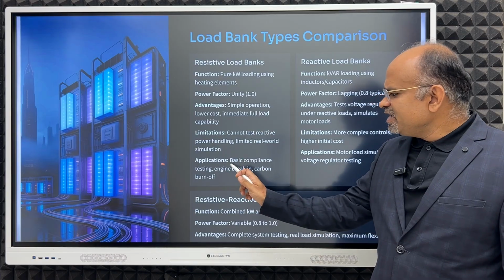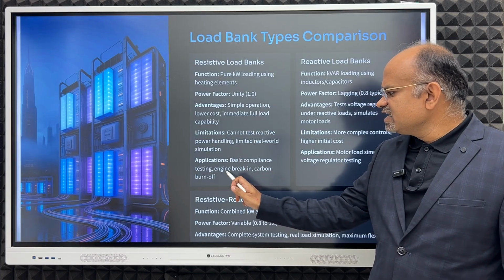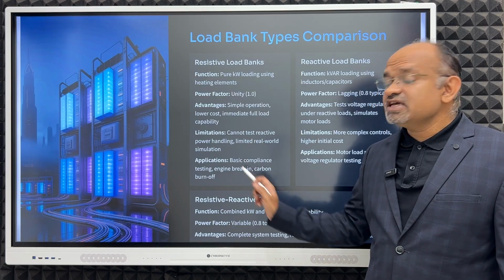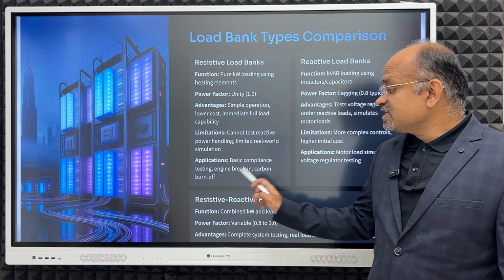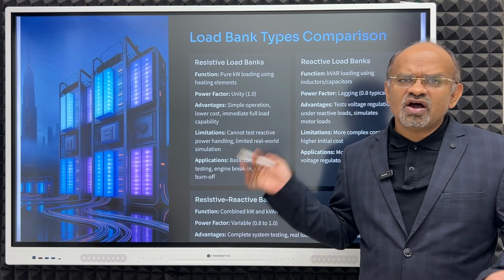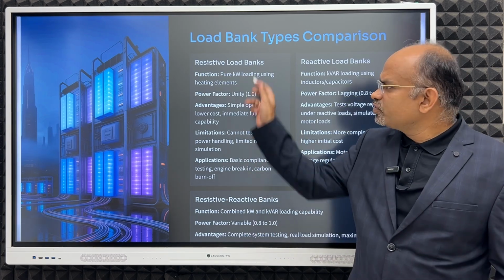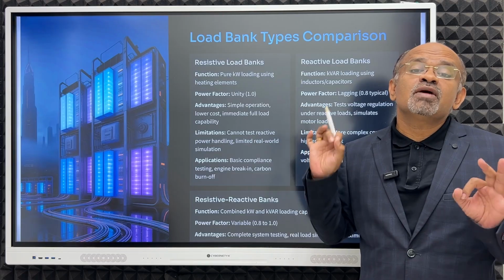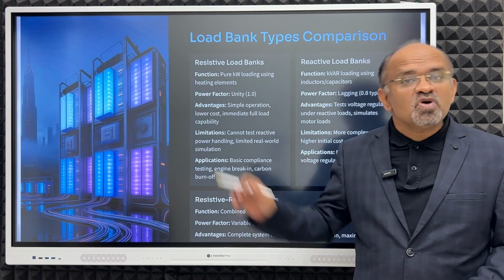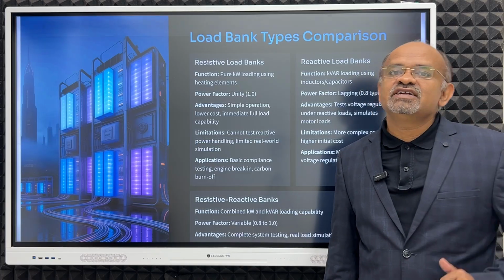Applications: basic compliance testing, engine break-in, carbon burn off. So these are the important things. What is basic compliance testing? As per the NFPA and other authorities, they are okay if you carry out these tests. So you are complied if you have done these tests. Then carbon burn off is possible because it is putting on 100% load.